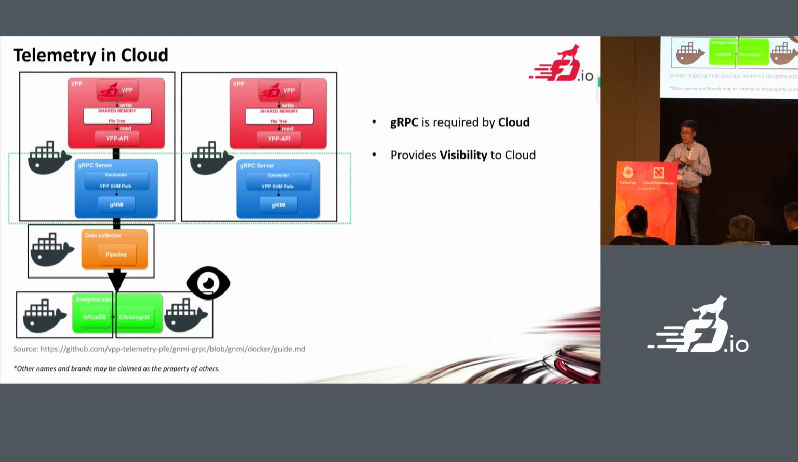When the packets are running in the VPP side, the VPP graph node will get all the statistics, and this information will be put into the shared memory in the VPP side, and the VPP API will read all the statistics from the shared memory and put them to the gRPC server. In the gRPC server, we have a thread to collect all the information and also put all the statistics through the gNMI to the data collector.